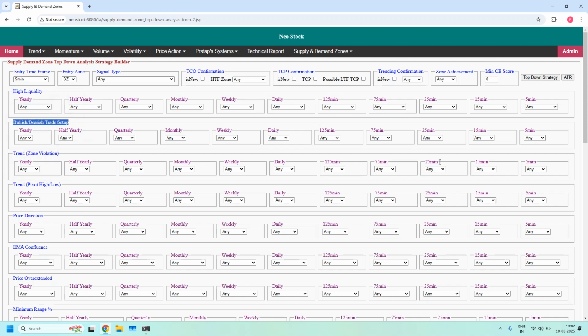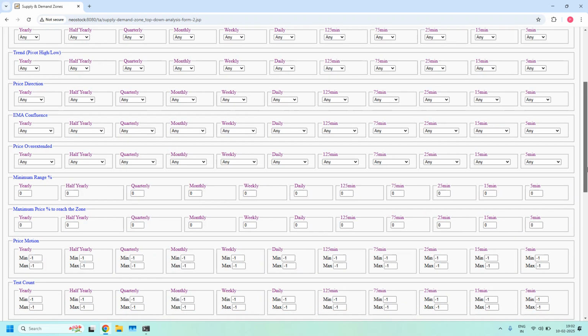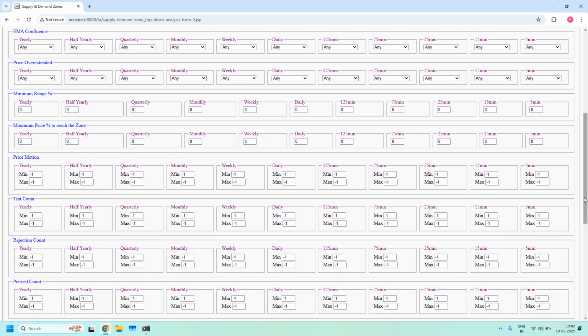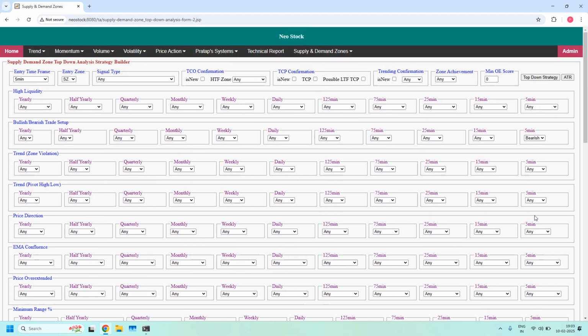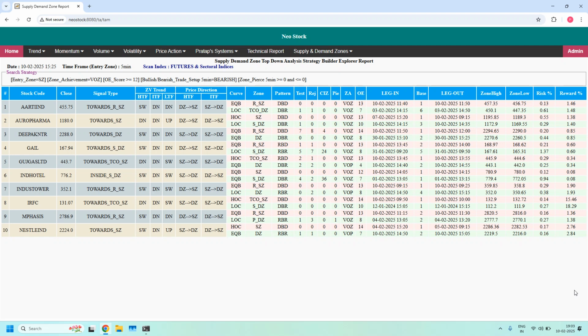In bullish or bearish trade setup at 5 minutes time frame, I am selecting bearish, and 5 minute supply zone should not be pierced. So in the pierced count at 5 minutes time frame, minimum value 0, maximum value 0. That means zone is not pierced. Zone achievement VOZ, minimum order enhanced score 12. All 3 filters are applied to 5 minute supply zone. Let's filter. We got 10 stocks.